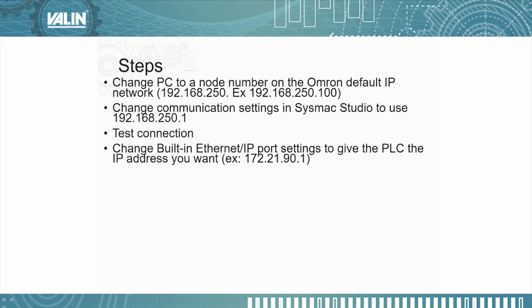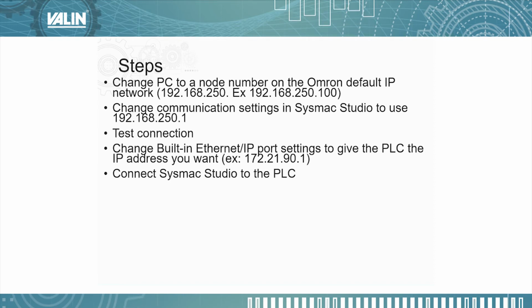Next, we're going to go in and change the built-in Ethernet IP port settings in Sysmac Studio configuration to give the PLC the IP address you want. For example, we would change that to 172.21.90.1. This is confusing because I'm telling you to use 2 different IP addresses, but we need to be able to communicate with the PLC first before we can change the IP address to an address that we want.